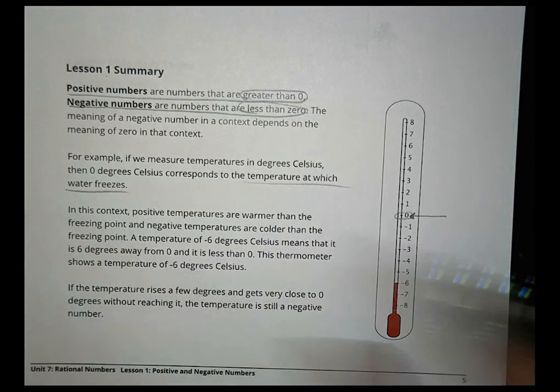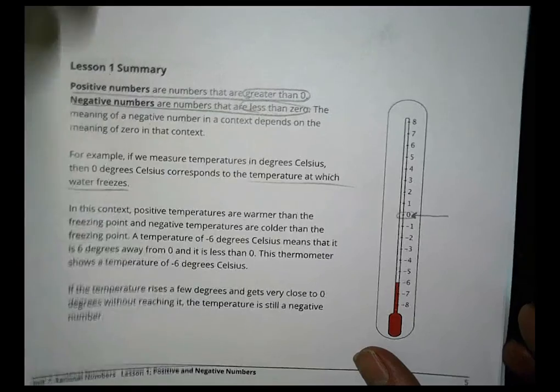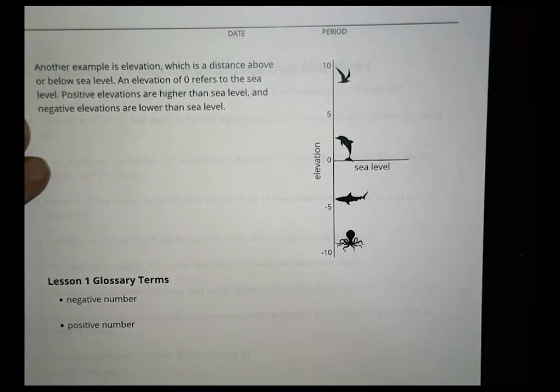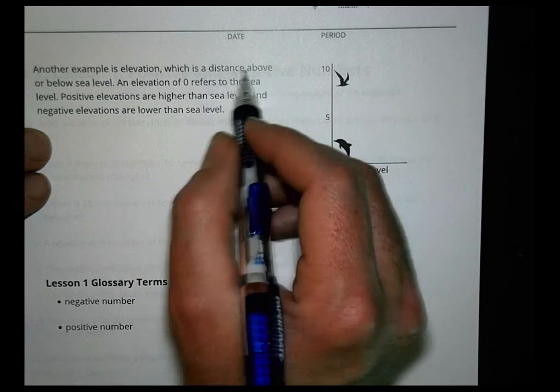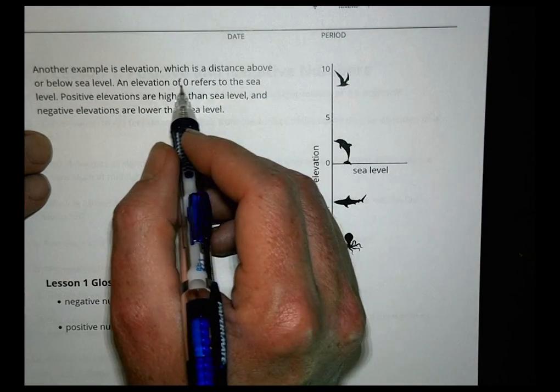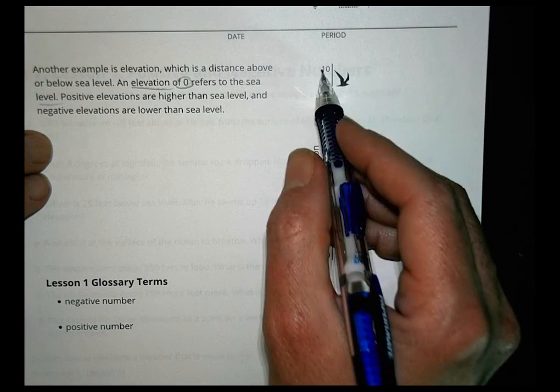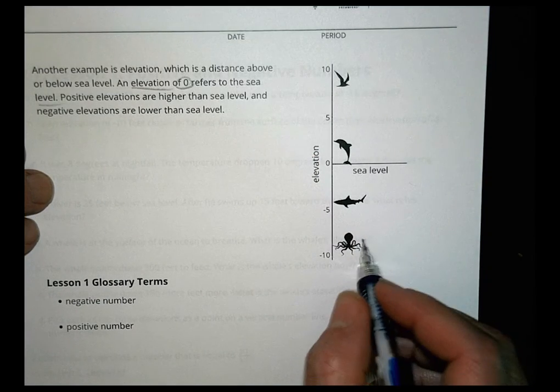Let's look at the next page real quick of the summary. It's important because it helps you with your homework a little bit. Another example is elevation, and we talked about that here, which is the distance above or below sea level. An elevation of 0 refers to sea level, and positive elevations are higher than sea level and negative ones are lower. Now, let's take real quick this octopus here.